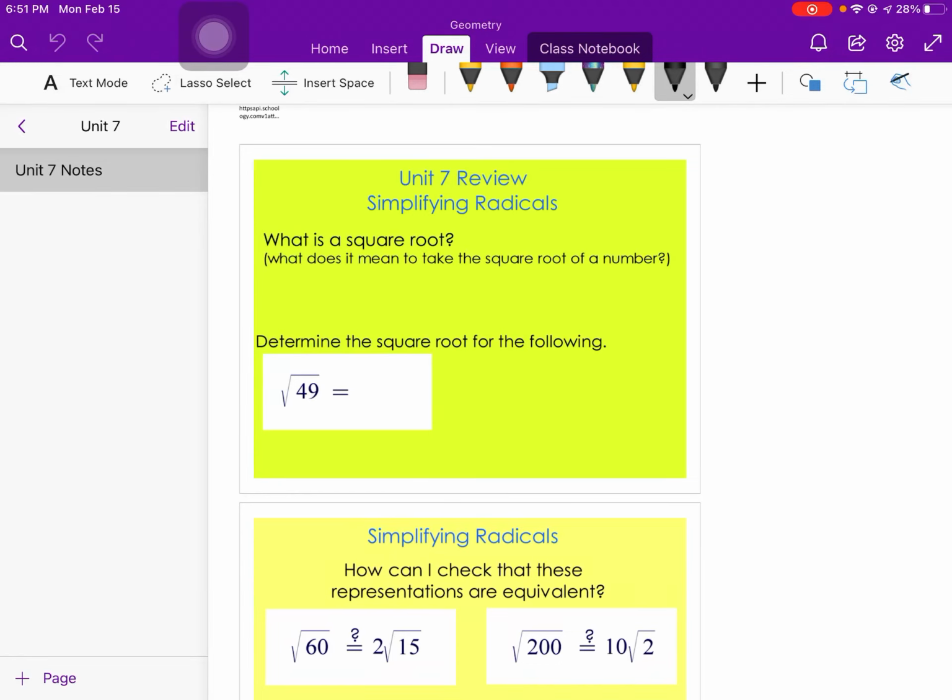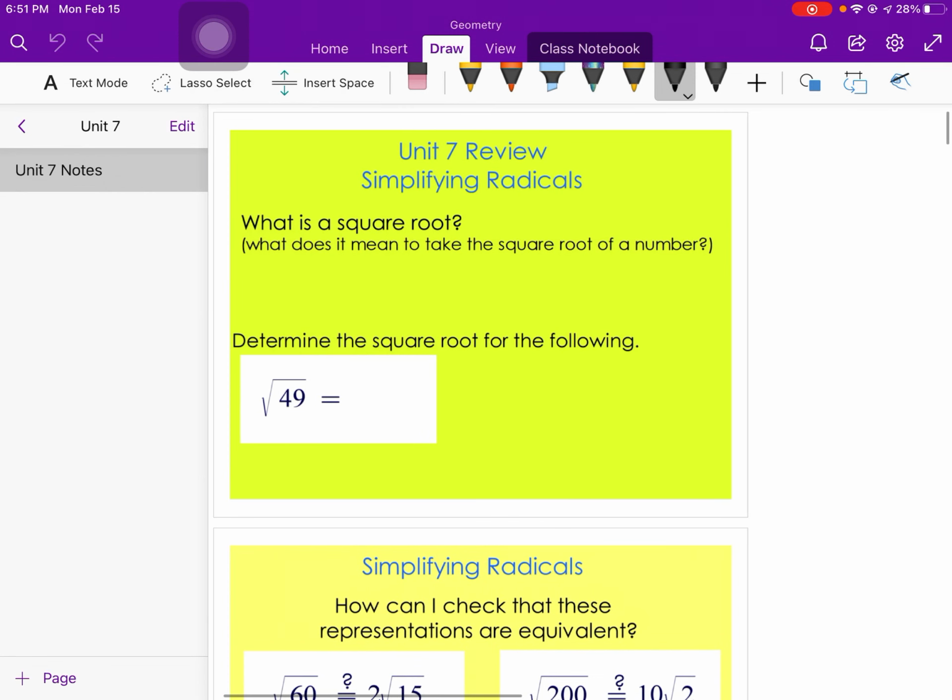This is the first video of Unit 7, and we're just going to do a quick little recap. This isn't like a full-on lesson to start, and then we're going to get into what the actual lesson begins with. But we are going to be working a lot with radicals in this unit, so you have to remember how to simplify them. There's a couple of different ways to look at it.